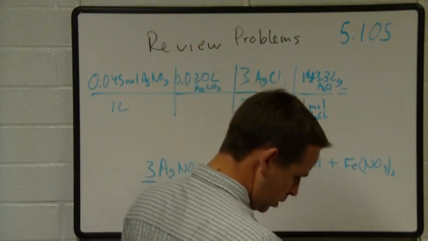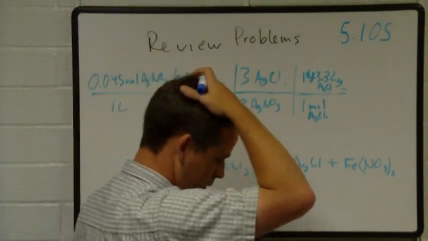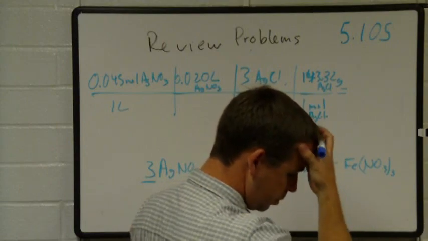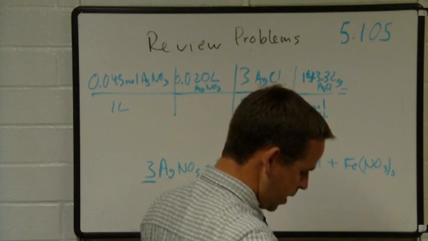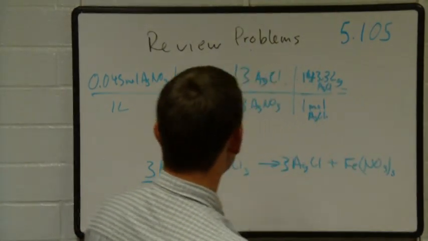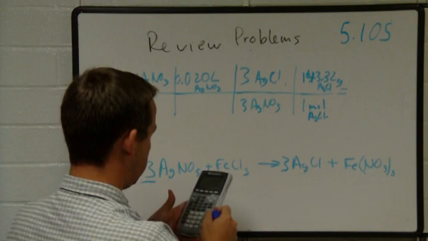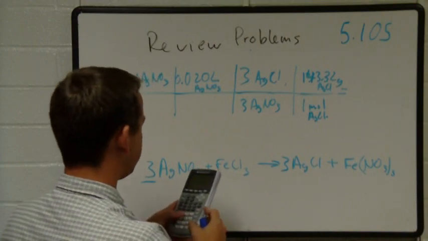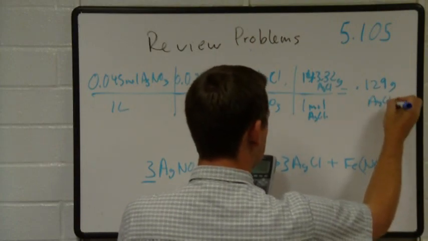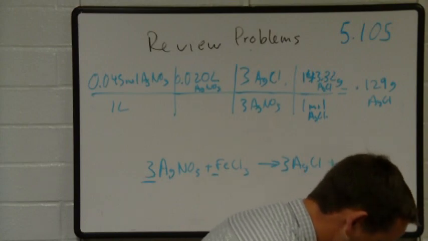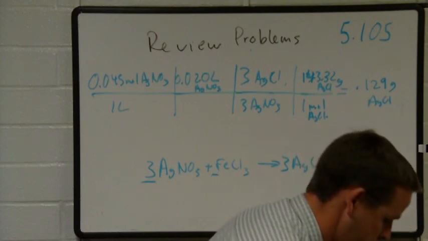What am I after? How many milliliters? Oh, nuts. The first part of the question was how many milliliters of 0.15 molar FeCl3. The second part of the question is this one, so while we're here, let's get this. 0.045 times 0.02 times 3 divided by 3 times 143.32. So this is 0.129 grams of AgCl. So that's how many grams of silver chloride we'll expect to get. 105, part B, is 0.129 grams of silver chloride.